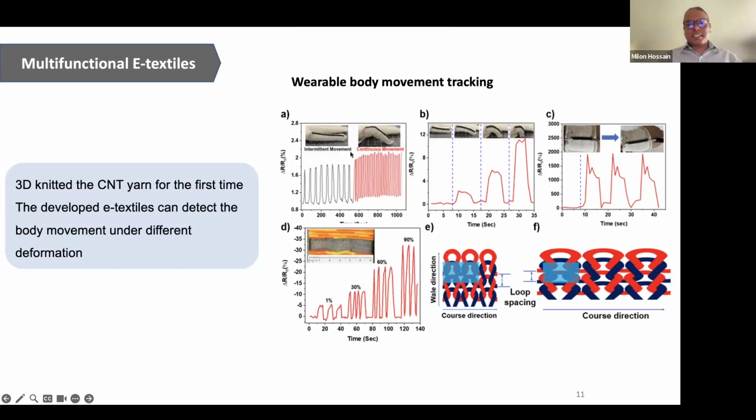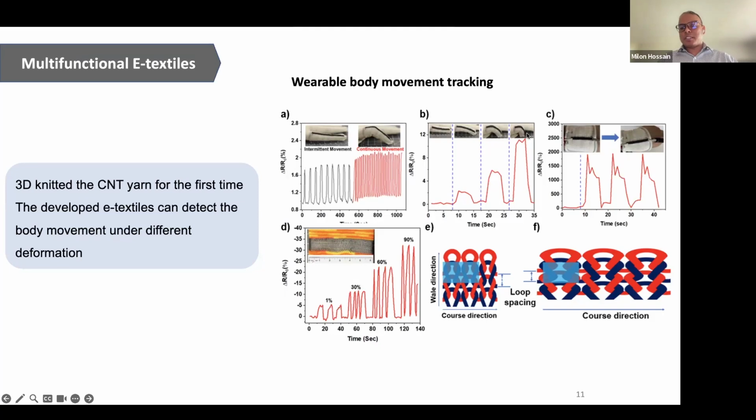In a similar way, I used hand gloves and integrated a knitted yarn here to produce body movement tracking gloves. You can see that when the glove was used and the finger was bent at different angles and different amplitudes, we can get different signals. Based on these signals, we can translate them into the amount of force being applied to track the movement. So you can see here, this is the maximum bending and this is the lowest bending.